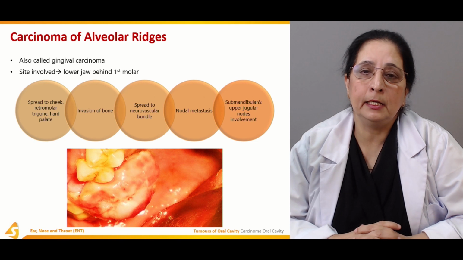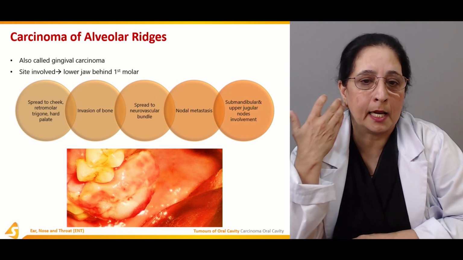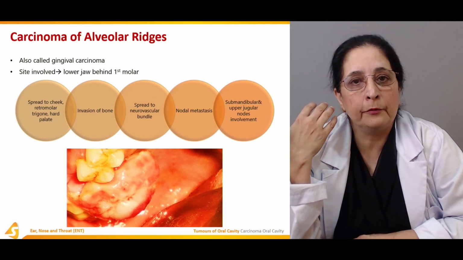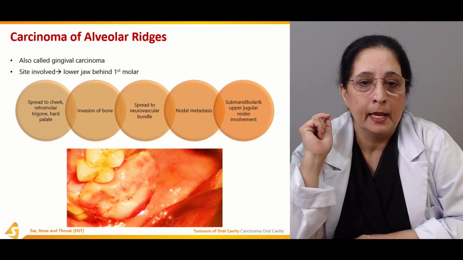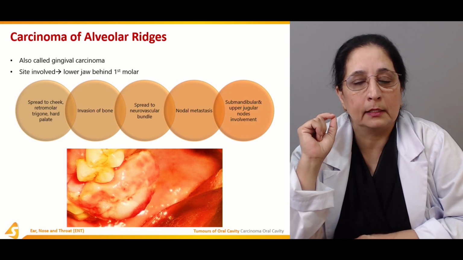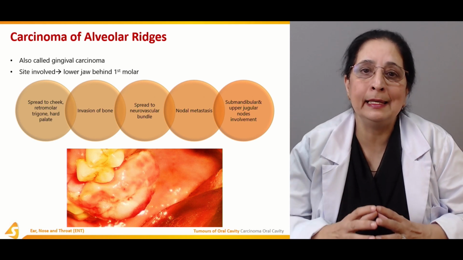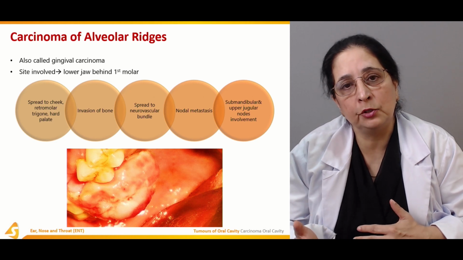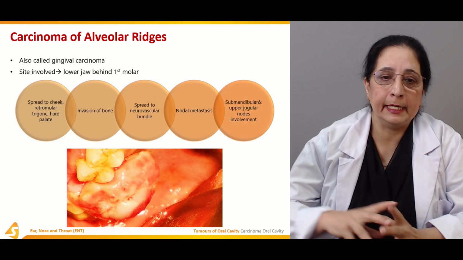So it's the tumor of the gums, mostly the back side, lower, behind the first molar is the site that is involved, and then it spreads to different portions, and the spread is mainly through lymph node metastasis, and the jugular and the submandibular lymph nodes are commonly involved.